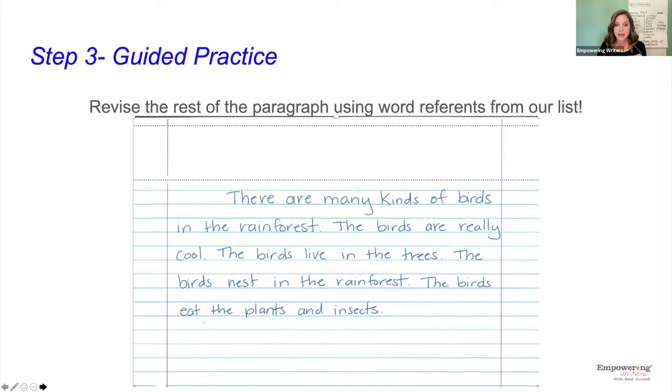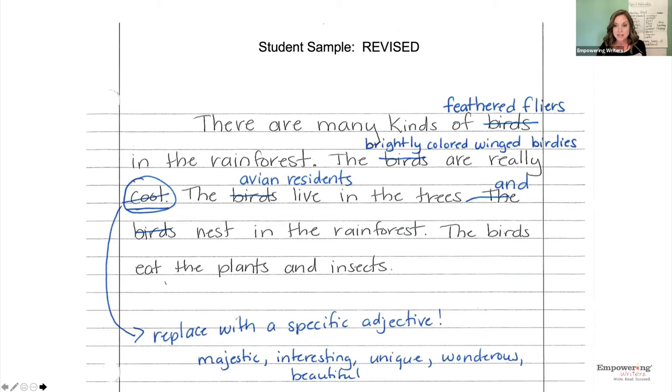So here's a revised student sample. And what I want you to notice here is that we did use word reference to improve the writing. But I also want to show you that there are other ways that we might look at this as well. Notice it says there are many kinds of feathered flyers in the rainforest. The brightly colored winged birdies are really, well, earlier we had cool. But what if we were to replace that with a more specific adjective? What if we said the brightly colored winged birdies are really majestic? Or perhaps we could use interesting or unique or wondrous or beautiful.